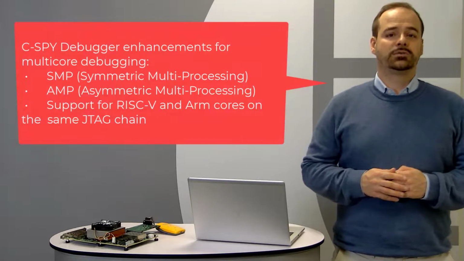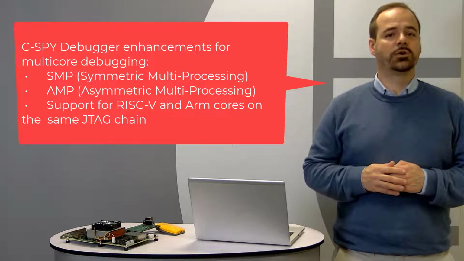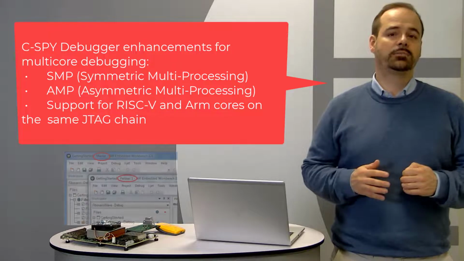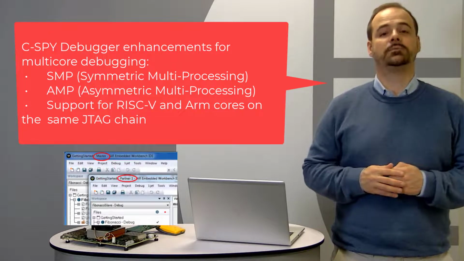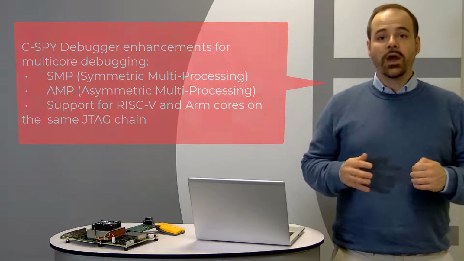The C-SPY debugger got enhancements related to symmetric multicore processing and asymmetric multicore processing in multicore debugging, including support for the different RISC-V and ARM cores on the same JTAG chain. Notice that I-jet is required for this. Great! Let me show the IDE and Andes CoDense extension in practice.